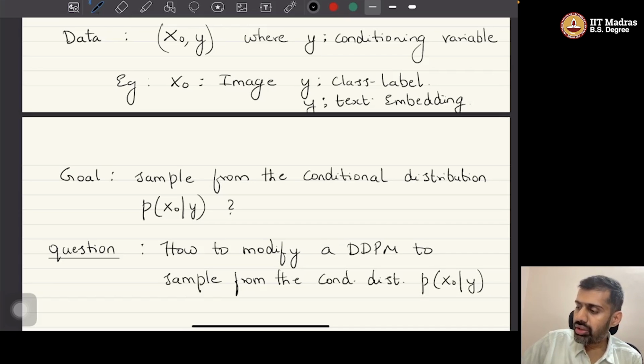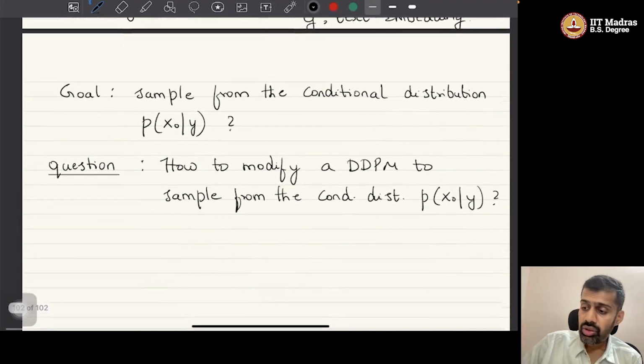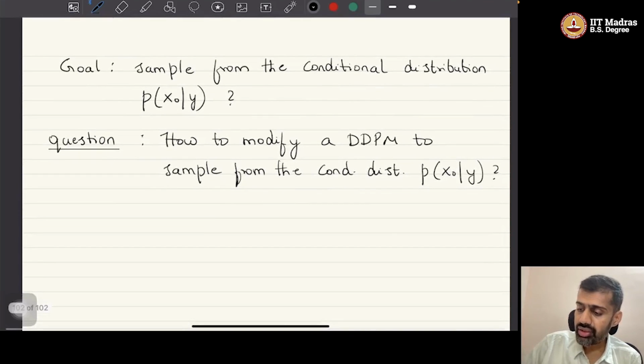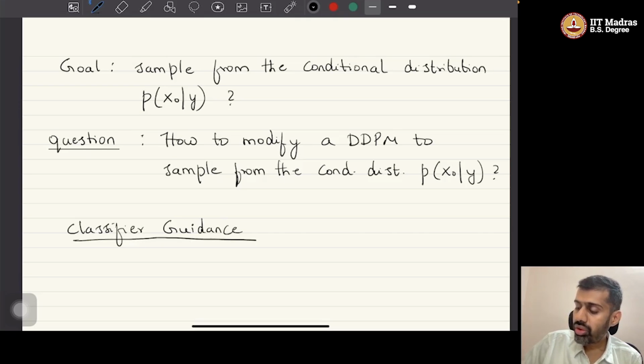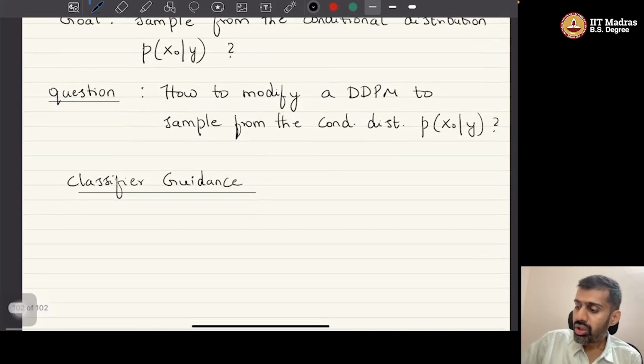Okay, so we will see two ways to do this. So one is what is called classifier guided conditioning, and the other thing is classifier free conditioning. So let us look at both of them. So the first thing is classifier guidance, classifier guided diffusion. Okay, how do we do this?